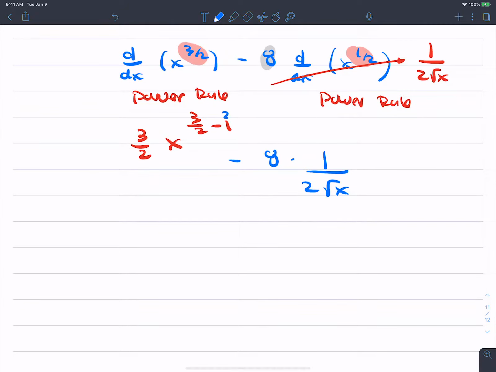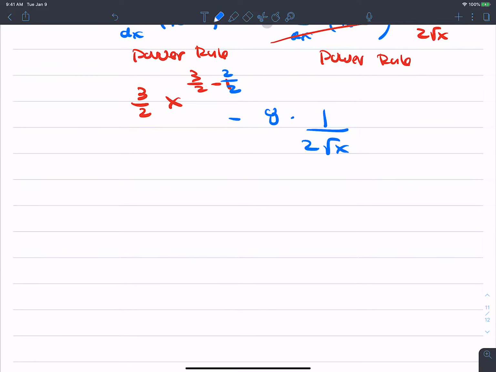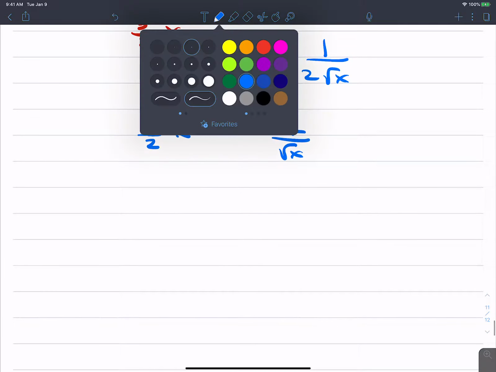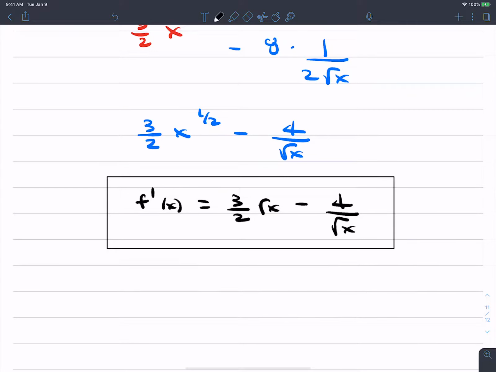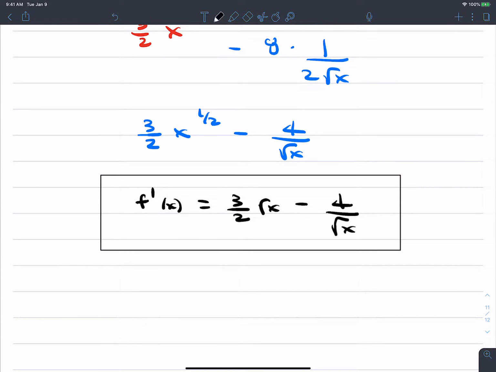Now, 3/2 minus 1 is really 3/2 minus 2/2, because 2/2 is 1. So notice what we have here. We get 3/2 x to the 1/2 minus, and then 8 divided by 2, that's 4 over square root of x. Here we go, ladies and gentlemen. At this point, guess what? F prime x will be 3/2 square root of x minus 4 over square root of x. And you're done.